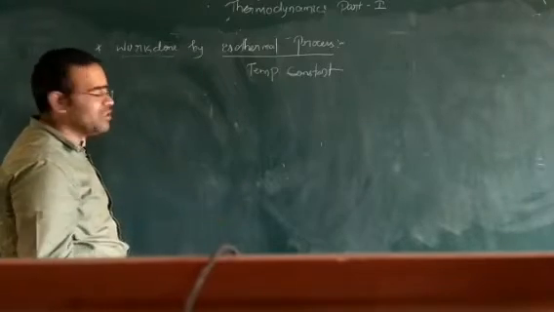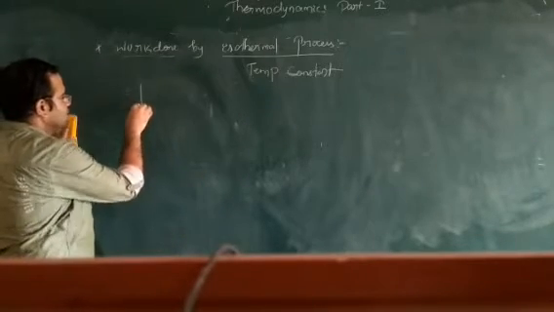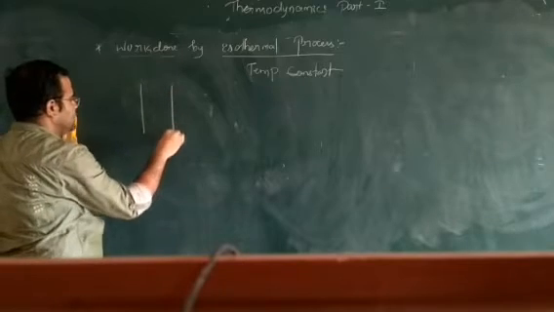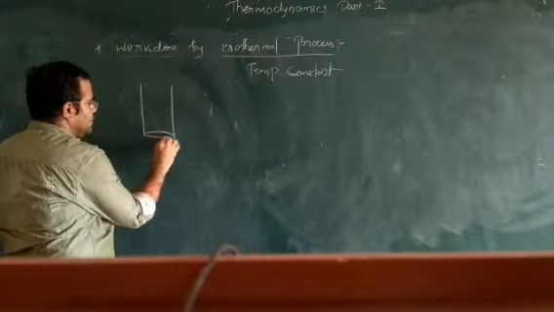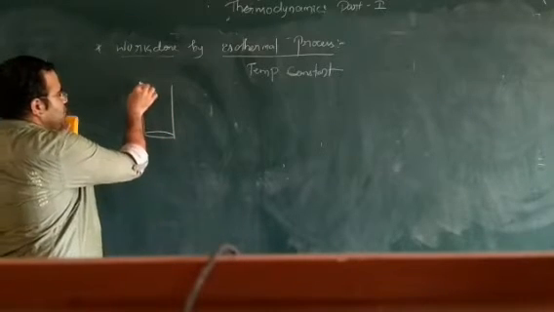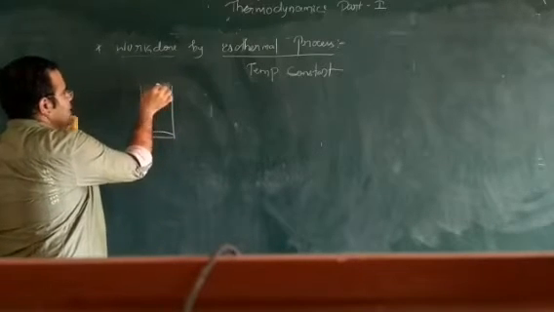Before writing the equation, we will now consider a cylinder like this. So let us assume this is a cylinder here and this is the bottom of the cylinder. We consider this as the bottom of the cylinder and this we consider as a piston.